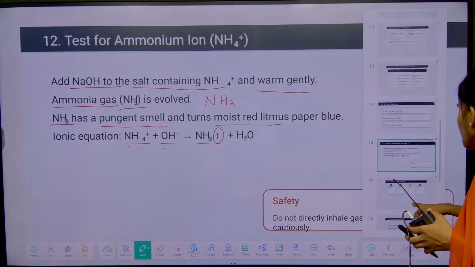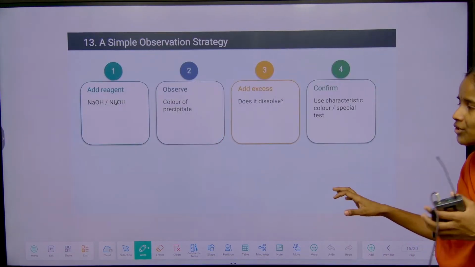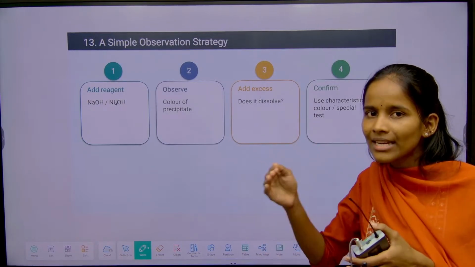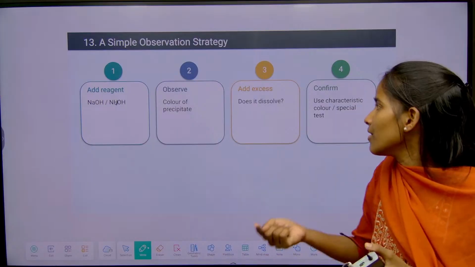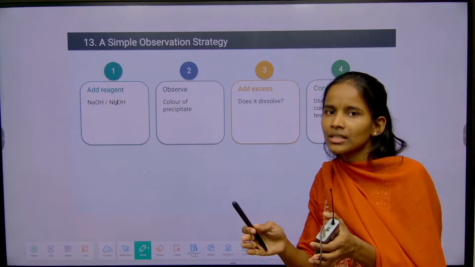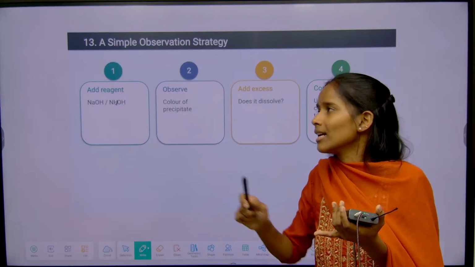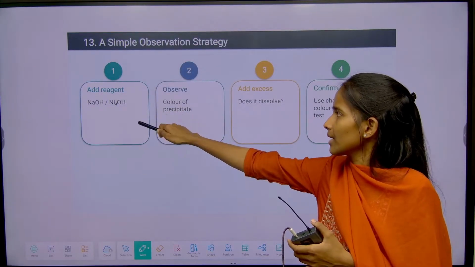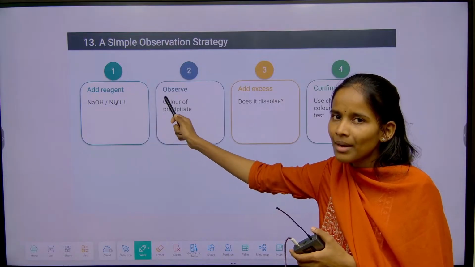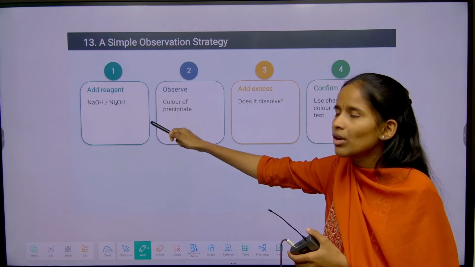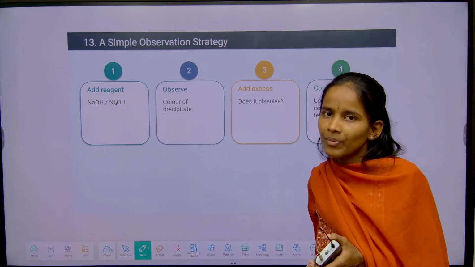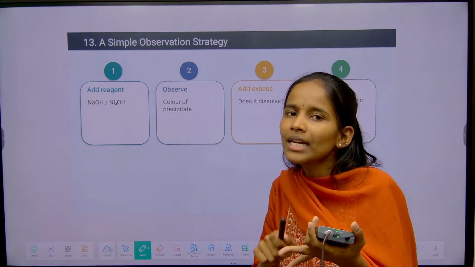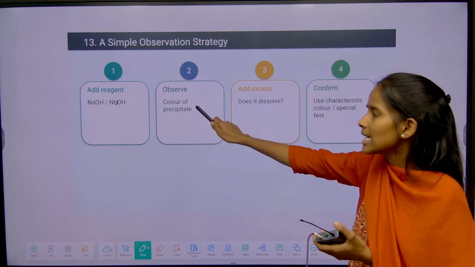Fine. This is what we have discussed today. First, in order to check which type of cation the given salt contains, we have to make a solution of that salt. Then we have to add either NaOH or NH4OH as a reagent, any one reagent. Then some precipitate will be formed. We have to check whether a precipitate is formed or not, and also which colored precipitate is formed. That is our second observation.